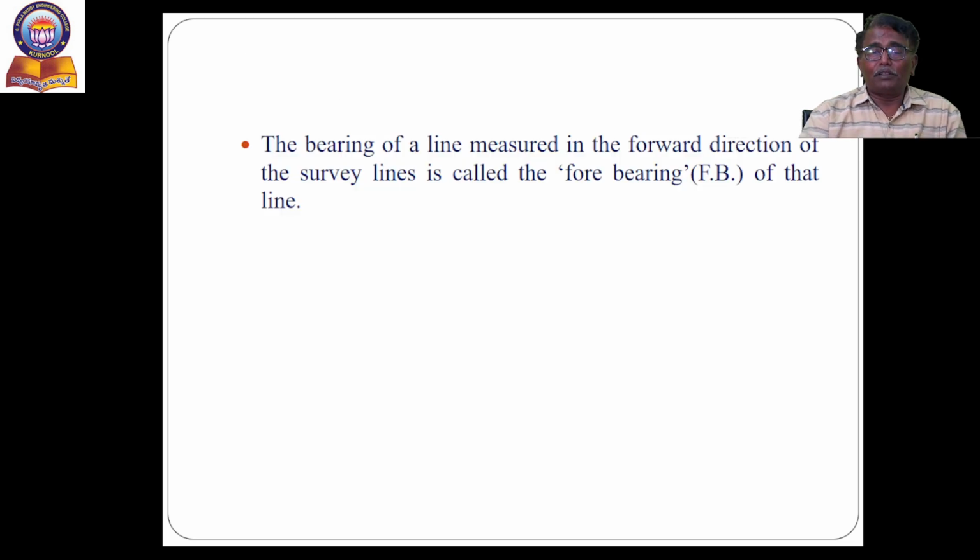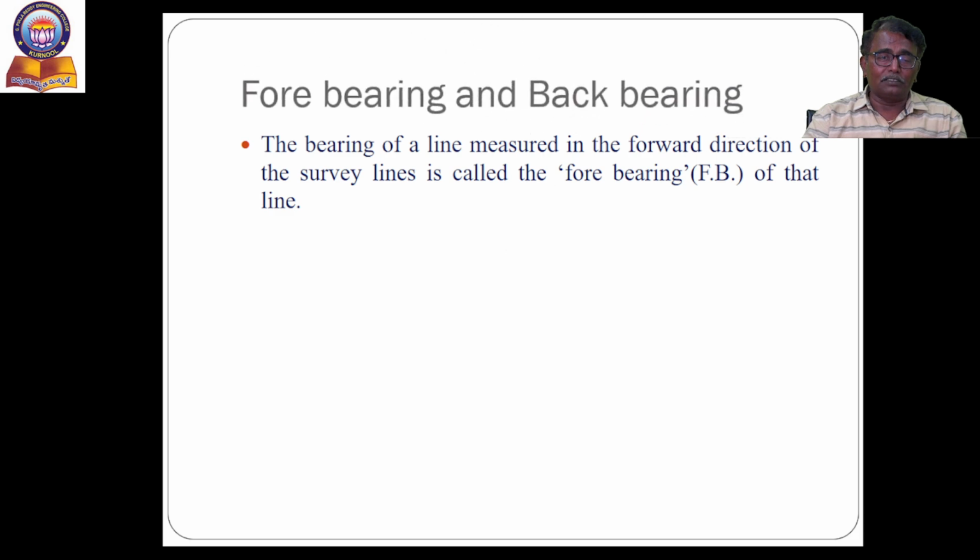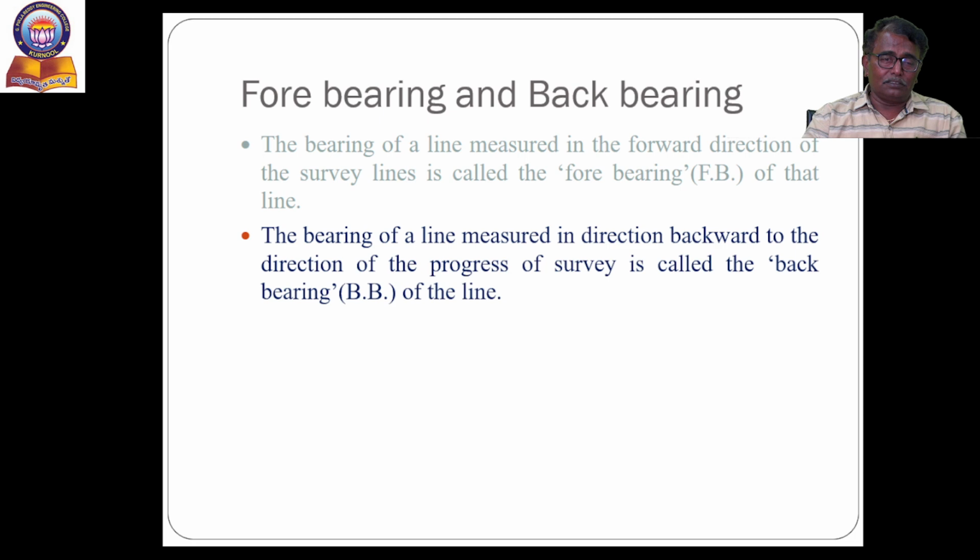The bearing of a line measured in the forward direction. The next type of bearing: the bearing of a line measured in the forward direction of a survey line is called the fore bearing of that line. Fore and back bearings. The bearing of a line measured in the direction backward to the direction of progress of the survey is called the back bearing of the line. Example figure here.